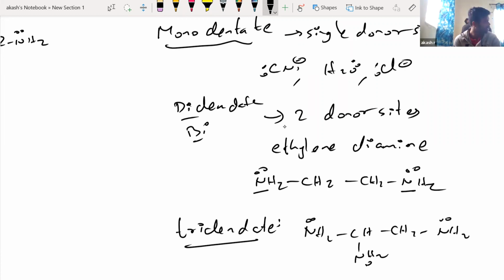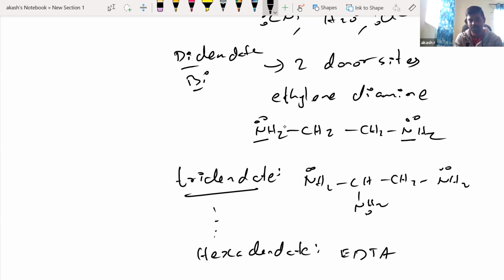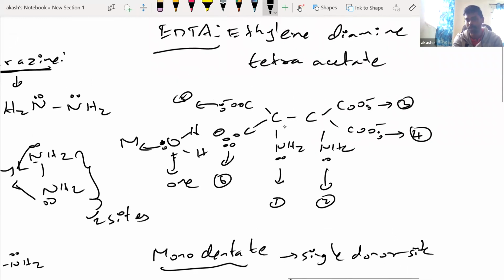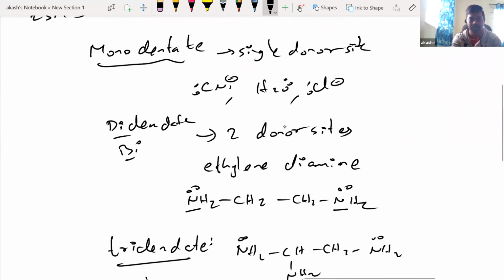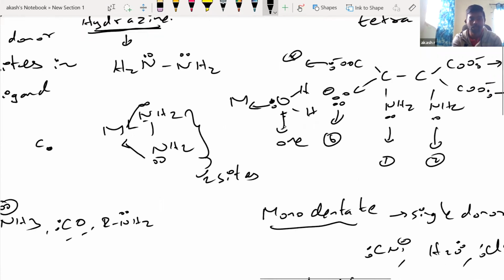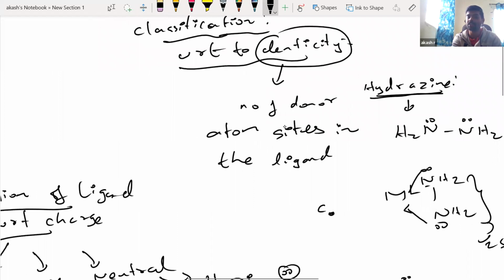Like that you can have tetradentate, pentadentate, hexadentate, and I can give you the example for hexadentate. Just now we saw the hexadentate example, EDTA. You know the structure also; I gave you the structure of EDTA here. Again, that is going to have 6 donor sites. So that is the classification of ligands based on their denticity.